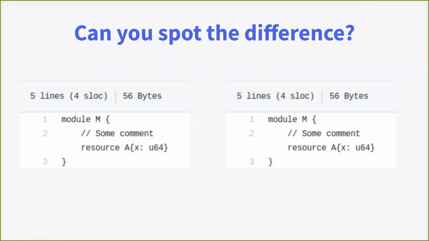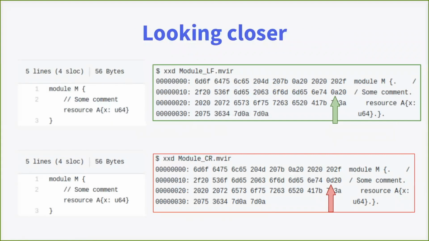This is how modules are rendered in GitHub. But let's take now a closer look at these two modules and see what's the actual difference between these two, because as they are rendered, we cannot spot any difference. If we take a closer look, we see that there is a slight, tiny difference between the two. We see one byte that is different. The exact byte that is different is this 0A and this 0D in the second one.